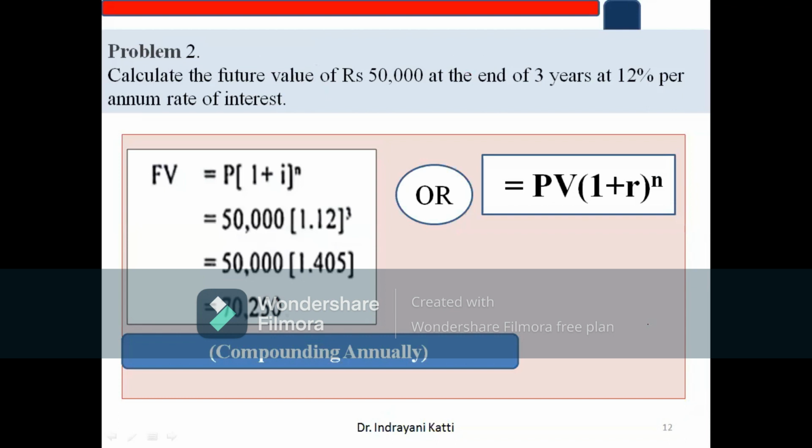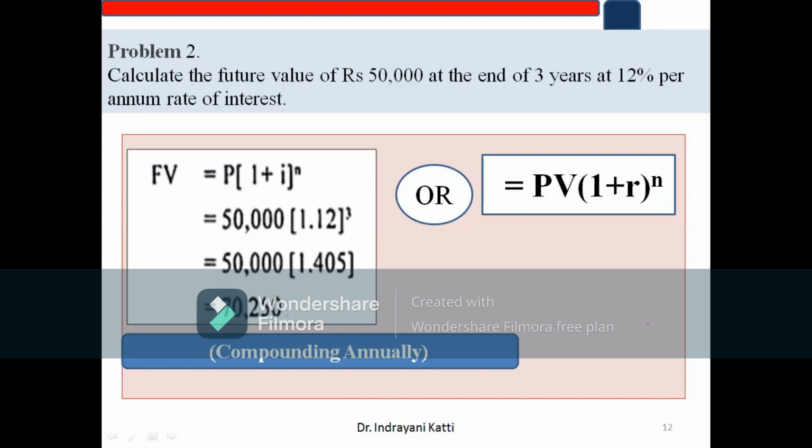Let's move on to the next problem. This is purely compounding annually. Compounded interest only we are calculating, but annually compounding, the same thing we did in the last problem. And there is also scope for quarterly compounding, semi-annual compounding, annual compounding, monthly compounding; all these options are there.